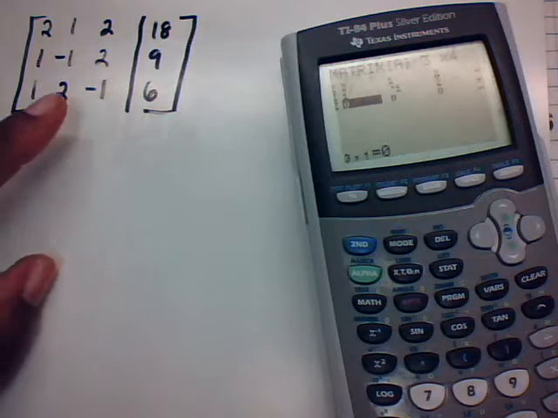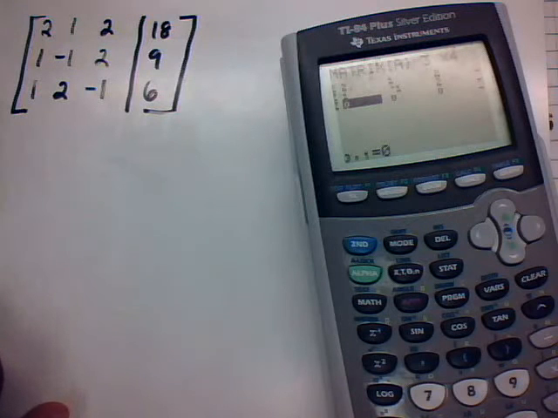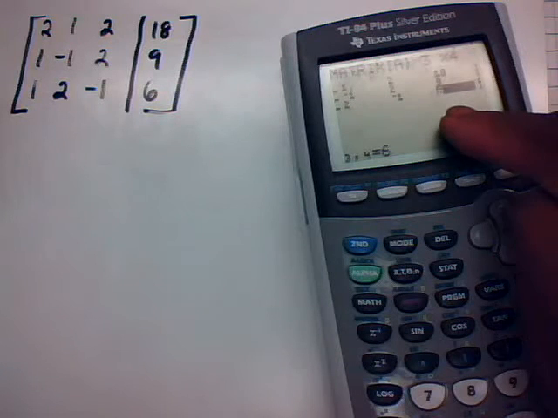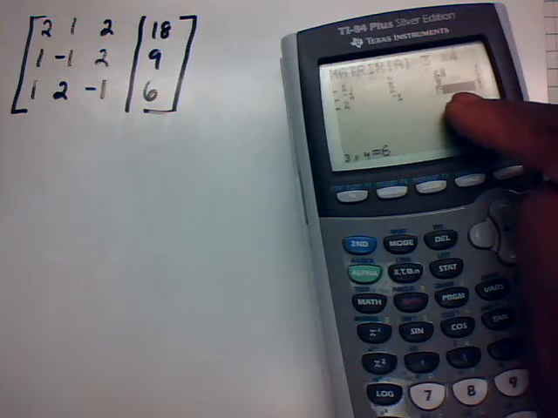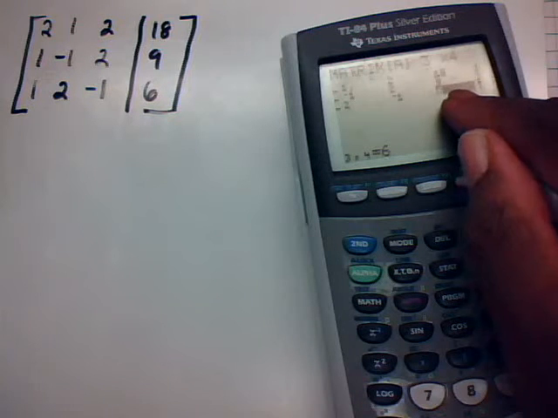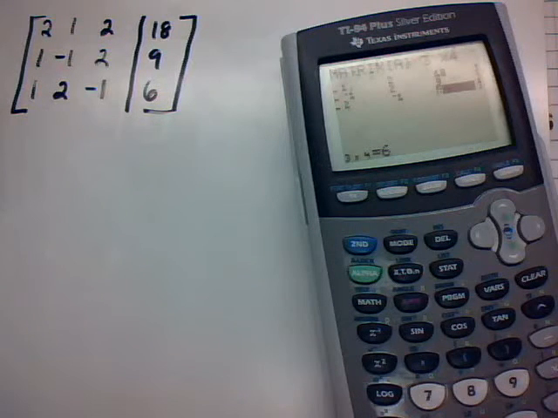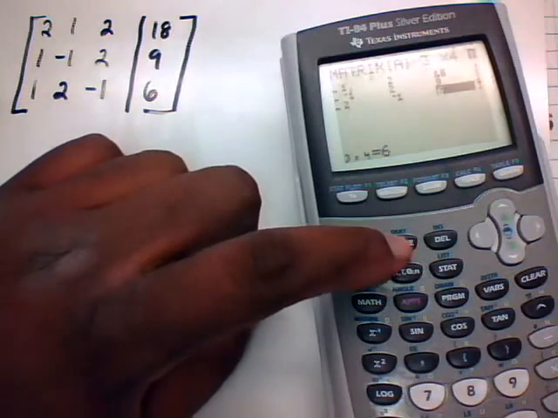And then next will be 1, negative 1, 2, and 9. That's your second row. So it'll be 1, enter, negative 1, enter, 2, enter, and then 9, enter. And then 1, 2, negative 1, 6, that's your third row. So we enter 1, enter, 2, enter, negative 1, enter, then 6, enter. Okay, so that's how we enter a 3 by 4 matrix. And keep in mind, when you enter the last element for the last row, you must press the enter key. Okay, that's very important.